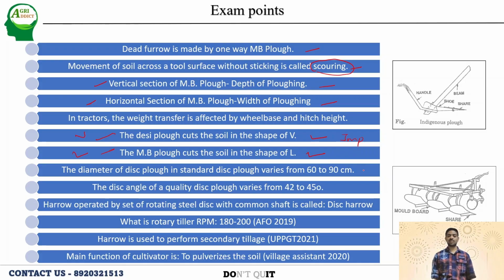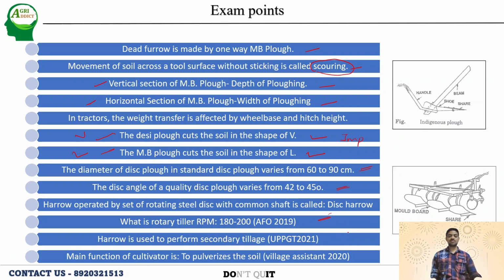This is very important from the exam point of view. You should go through it once or twice, then you can understand it and remember it as well. Okay. If you go for a rotary tiller, what is the RPM? It was asked in the previous year. See, it is about 180 to 200 rotations per minute.